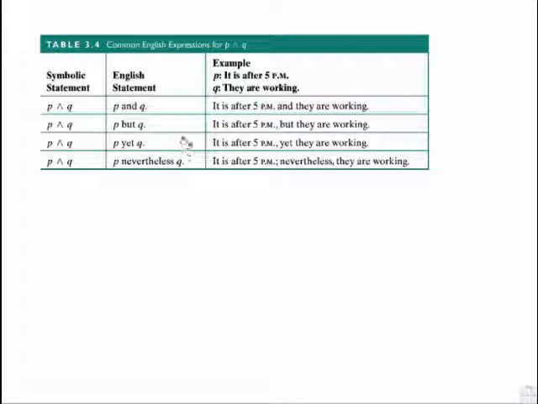Here is a little chart for some symbolic statements and some English statements that are similar to just saying and. So we've just learned that P and Q is this translation, P and Q, but it could translate a little differently. It could be P but Q. It could be P yet Q and P nevertheless Q. I've not seen the yet and the nevertheless that commonly, but I have seen the and obviously and the but. So it's after 5 p.m. and they are working. You could say it's after 5 p.m., but they are working. It's after 5 p.m., yet they are working. And it is after 5 p.m., nevertheless, they are working.